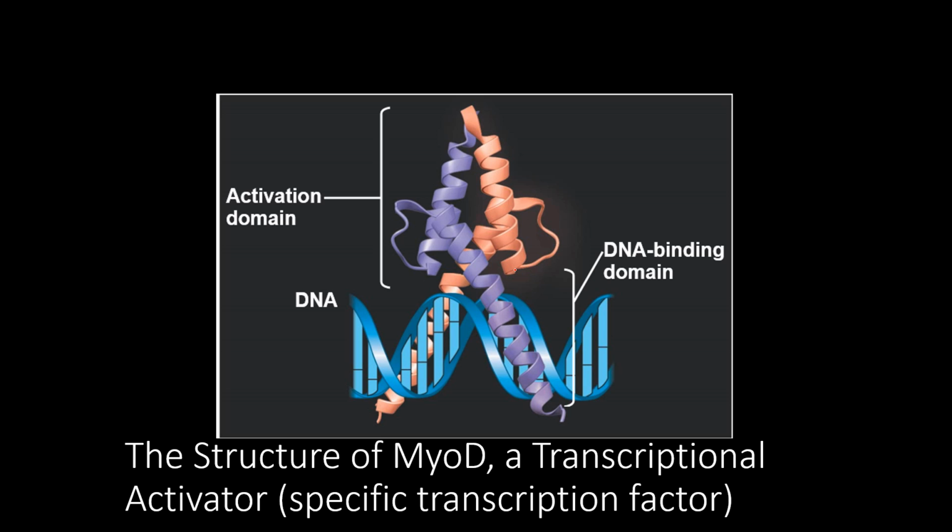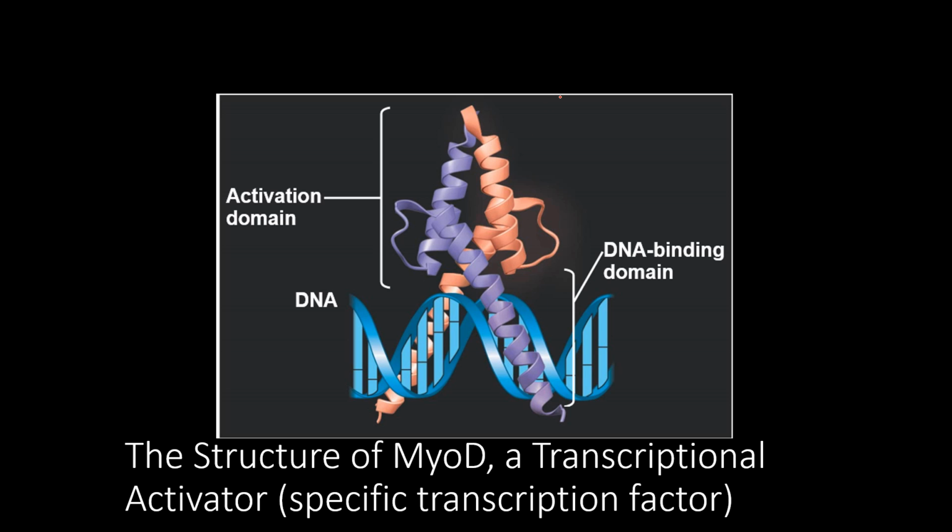And so here's a real-world example. This is MyoD. This is a transcription factor involved in the differentiation of skeletal muscle cells. And you can see here, this is the folded-up polypeptide. You can see it's actually a dimer, meaning there's two of them. So you can see this orange one here, and this purple one here. From a cartoony version, it'll go like this, and then loop around, and then go like this. So this is one polypeptide, and then there's a mirror image one on the other side of it.